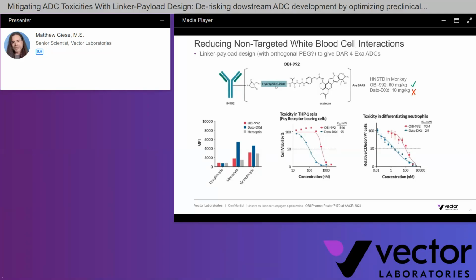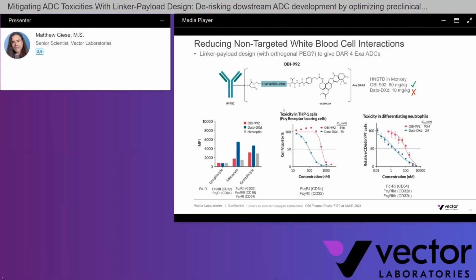Given that these white blood cells express all these FCGRs, and the previous slide demonstrated that orthogonal PEG attenuated these FCGR affinities, this could be a similar linker payload design. So both the last example and this one demonstrate the types of studies that can be done to design linkers that minimize these non-targeted interactions that might contribute to potential downstream tox liabilities.